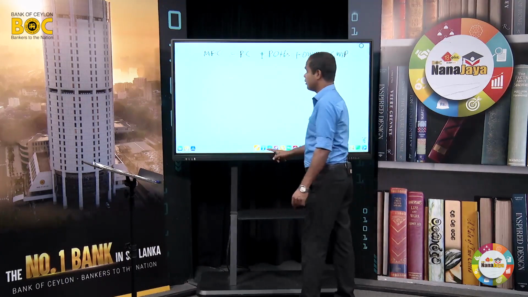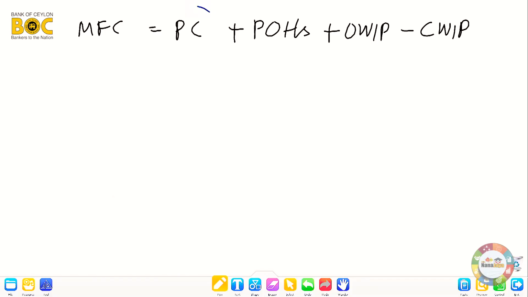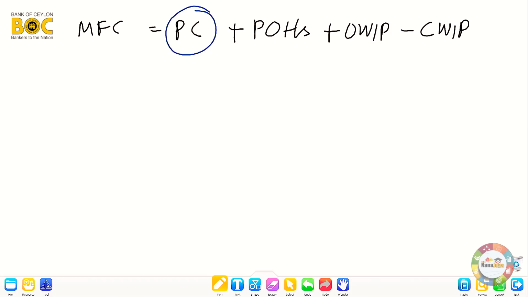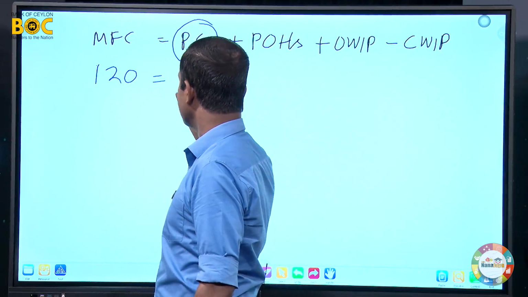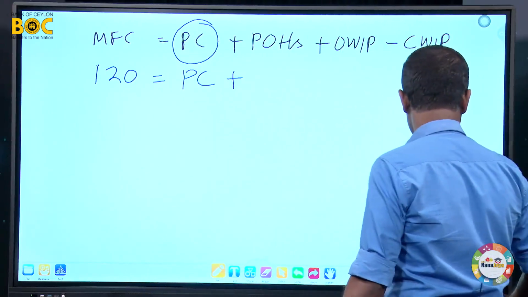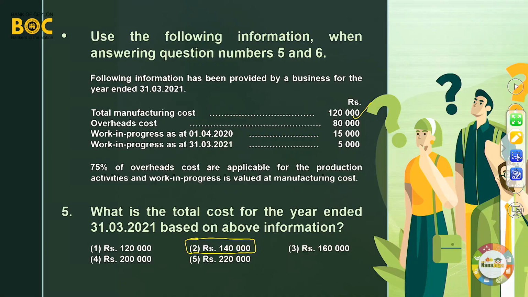Right. The question requires us to calculate the prime cost. You can substitute the question values. Total manufacturing cost is given as 120,000. The prime cost is the missing value. The production overhead is given.